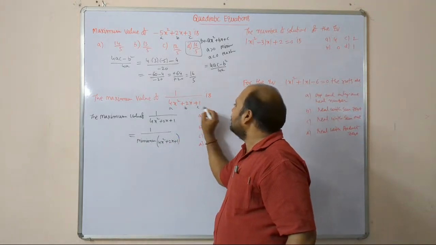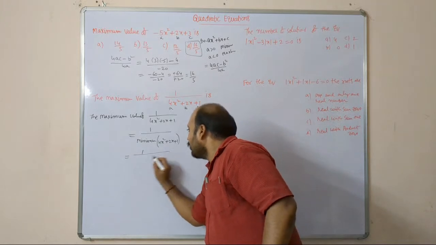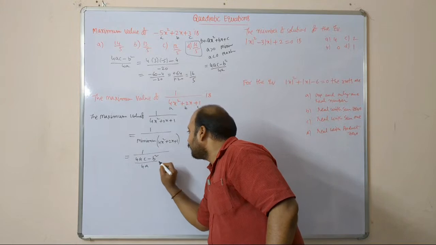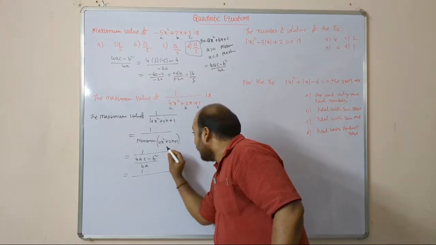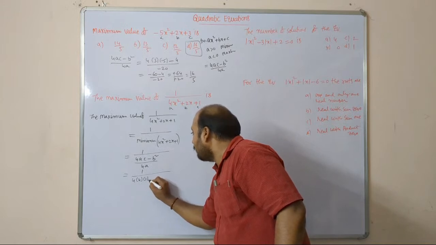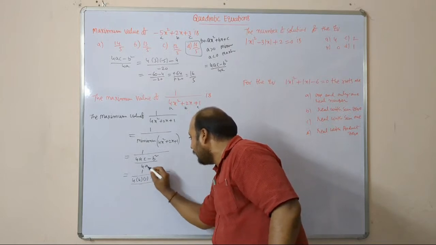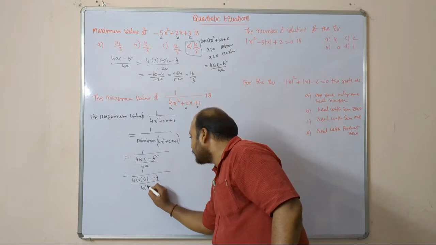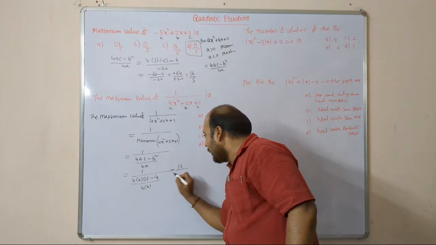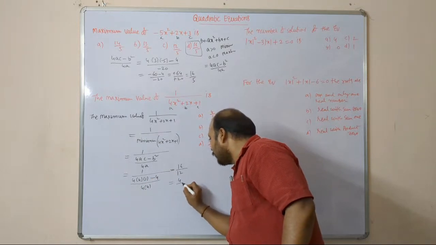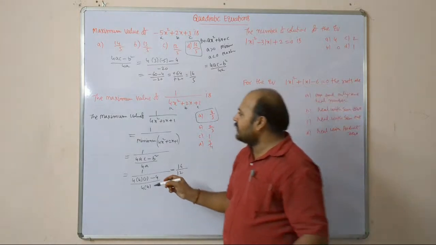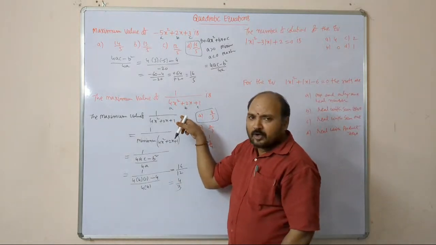A, B, C. So 1 by 4ac minus b square by 4a. So 1 by 4ac: 4 into a value 4, c value 1, minus b square, 2 square is 4, by 4a. 4 into 4, 16. So denominator 16, numerator 16 minus 4, 12. 4 fours are 16, 4 threes are 12. So 4 by 3 is the answer.